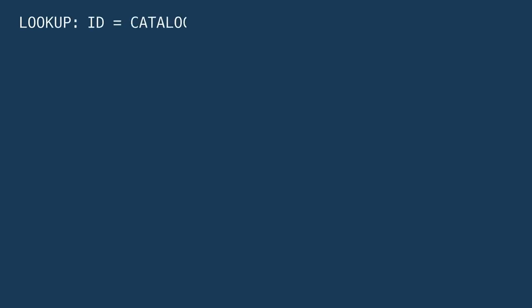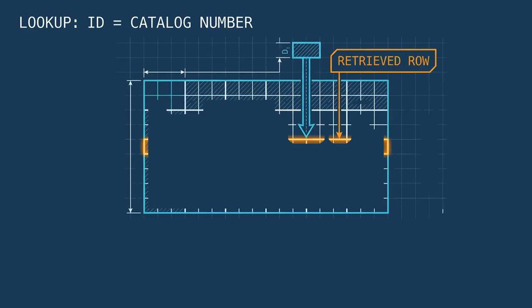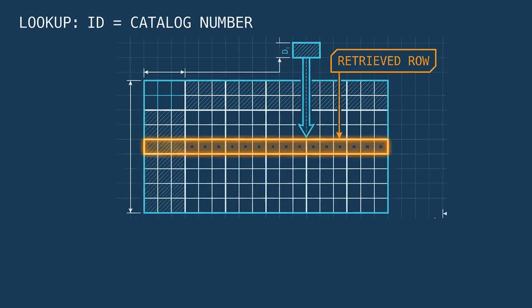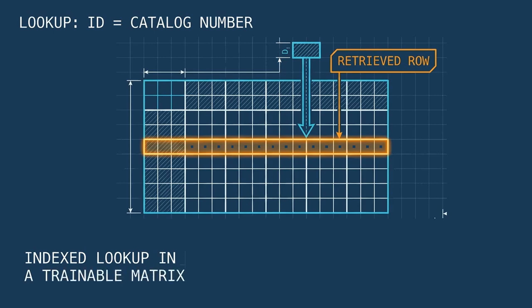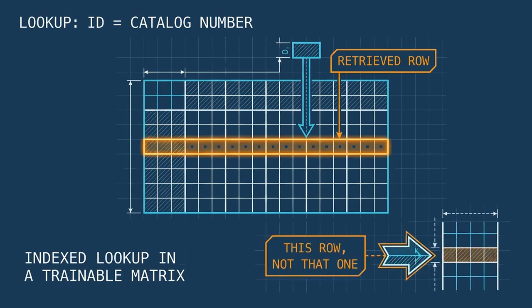Now the lookup. The token ID works like a catalog number. It retrieves one record, one highlighted row, and its digits tell you nothing about what that row contains. That is the entire analogy. Literally, the model performs an indexed lookup in a trainable matrix. Nothing is calculated from the ID's magnitude. The ID only points. This row, not that one. The selected row is the vector.